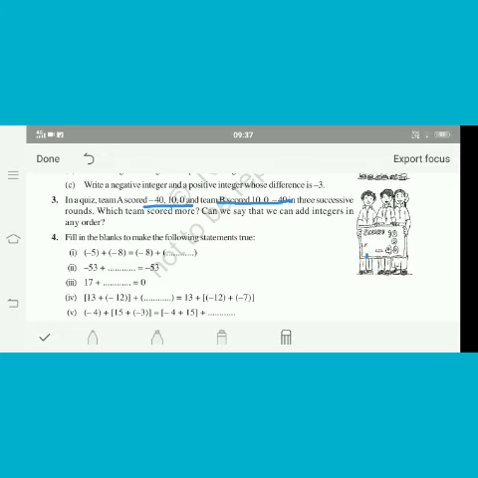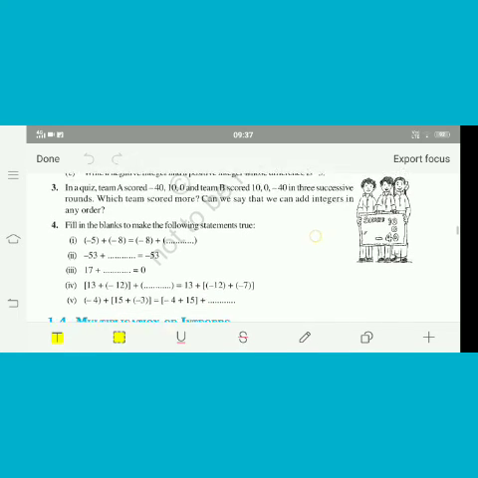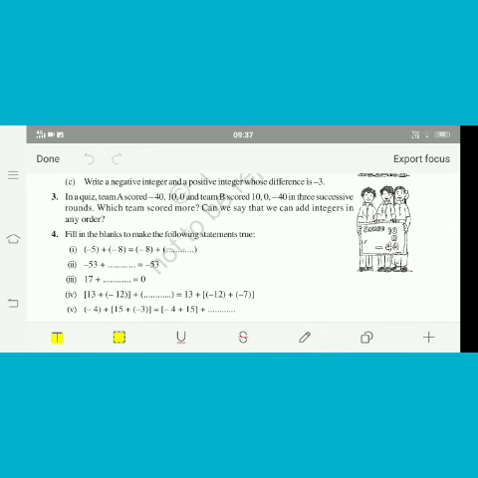So in the last of this question, what will you write after solving it? You will write that yes, both the teams scored the same, and we can say that we can add integers in any order. So in any order, if we want to take out the sum of any integers, it will come out the same. Okay, if the numbers are the same, it can come out the same, so we don't have to take any tension.